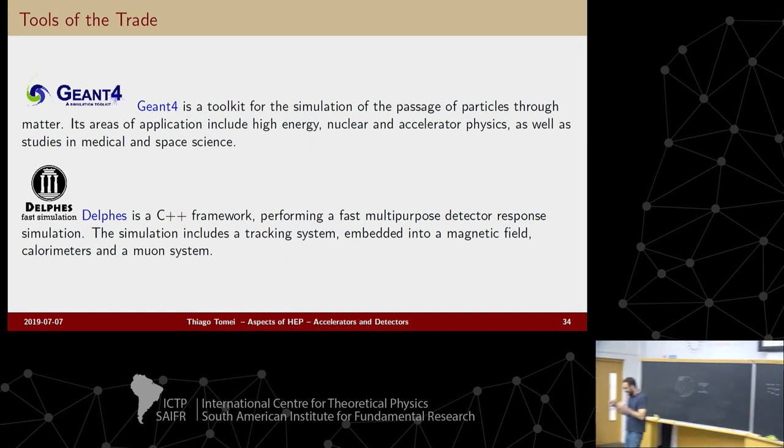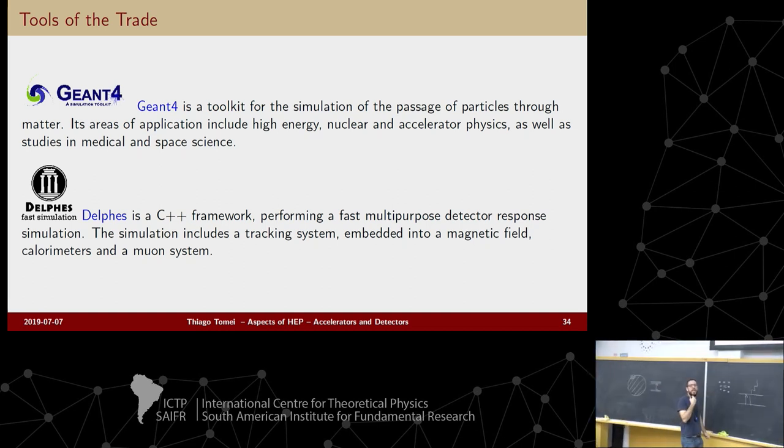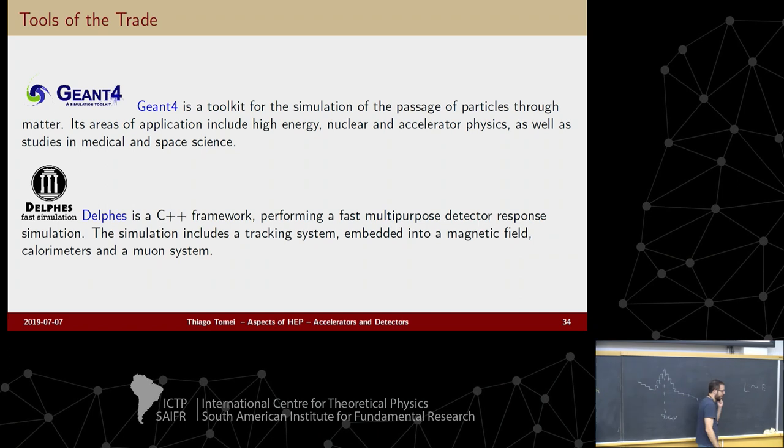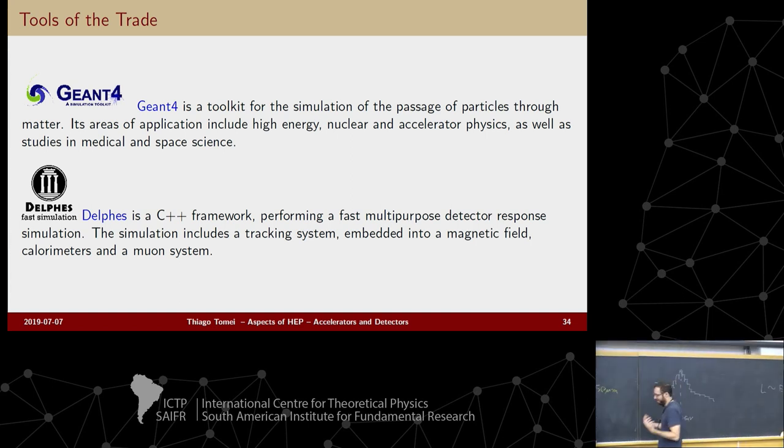The problem is that Geant is so slow. How slow? We have to simulate billions of collisions for the LHC per year. Every simulation of the CMS detector in Geant takes more or less 1 minute. So we're talking billions of minutes. And yes, they have a lot of computer power, but still it's slow.